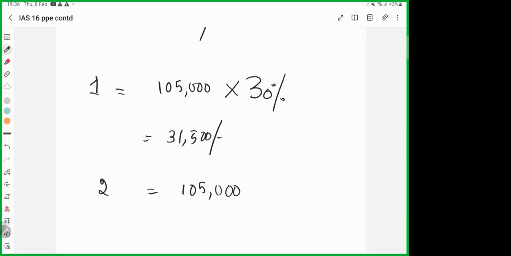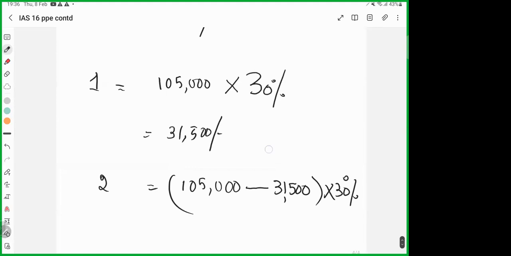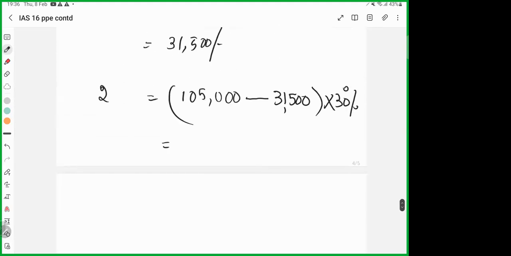Now, when you go to year two, 105,000, what we do now, we subtract the 31,500 and then you multiply this by 30%. How much? 22,050. Yes.